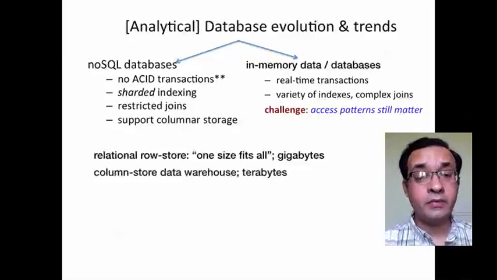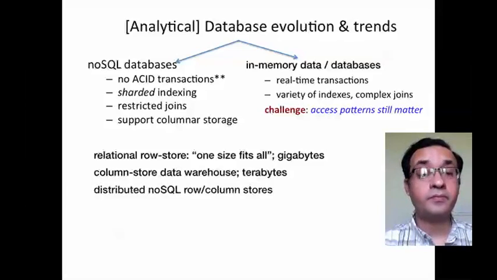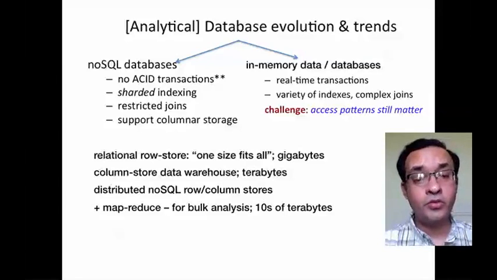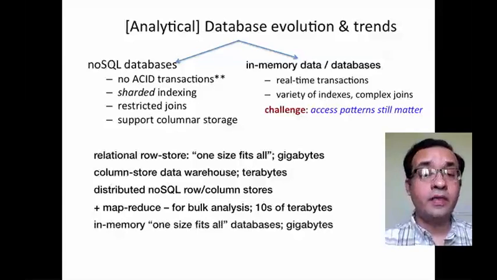Then, when we have large volumes, a large number of columns, we went into column store data warehouses and terabytes of data. So the data warehouse technologies like Teradata, Oracle Data Warehouse, and stuff like that, they can deal with column stores and terabytes of data. And in parallel, we had distributed NoSQL row column stores, which essentially dealt with terabytes of data, but where you didn't really have to do joins. And when you wanted joins, you would do MapReduce, especially if you wanted to do joins for bulk analysis, and you could deal with tens of terabytes of data over there. In parallel, in-memory one-size-fits-all databases are also available, but they have their own challenges in terms of access patterns still mattering.